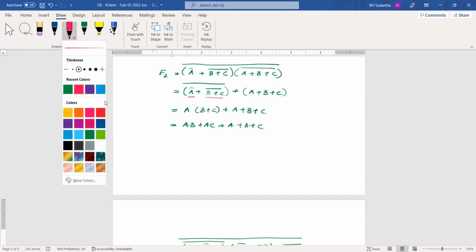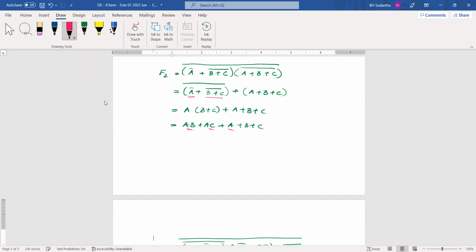From these 3 terms, we can take A out. Inside that, we have B plus C plus 1 and then B plus C. Then finally, we have A plus B plus C, because this is 1.